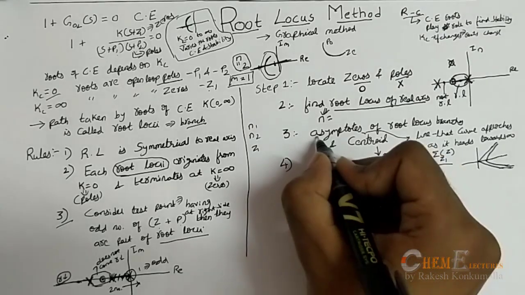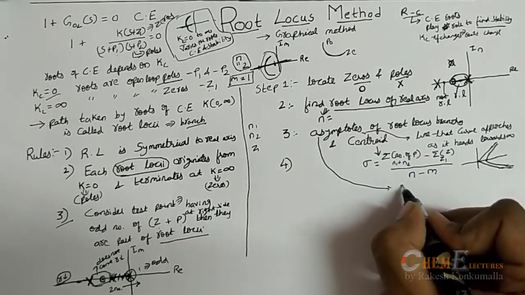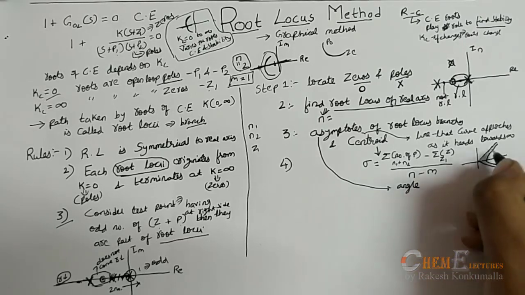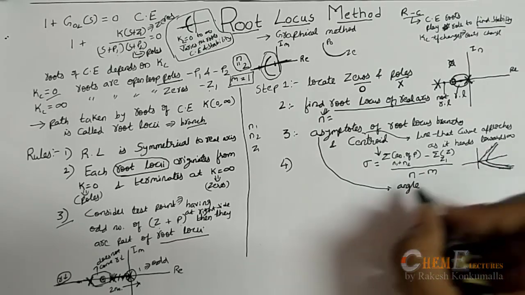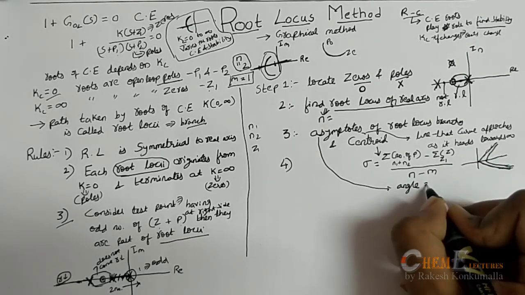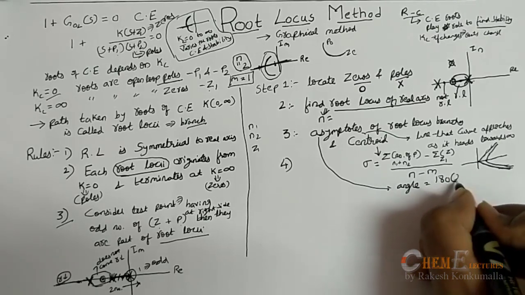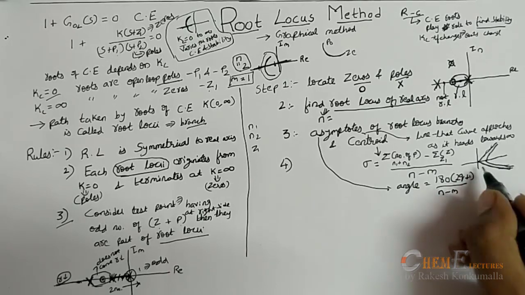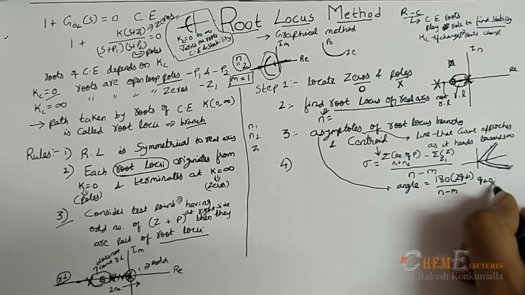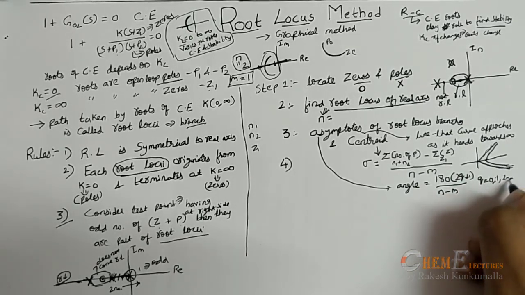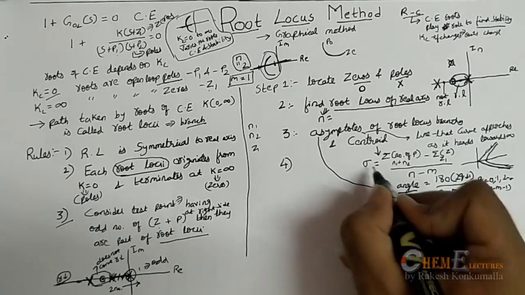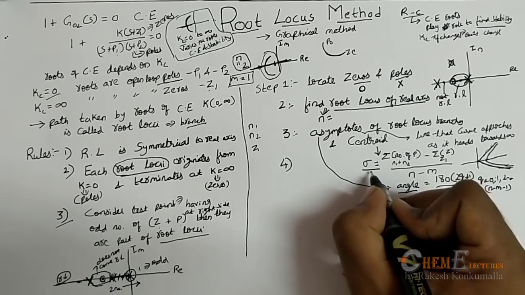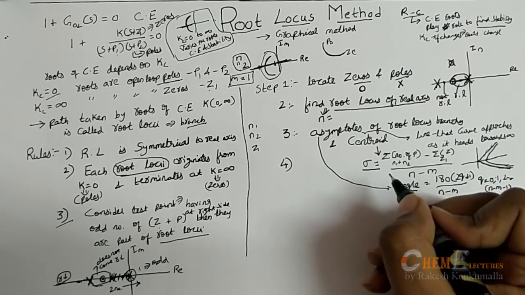And my asymptote angle, I need to find an angle such that to draw the asymptote, that angle will be equal to 180 into 2q plus 1 by n minus m, where q is equal to 0, 1, 2, and so on, up to n minus m minus 1. This will be my asymptotic angle, and this is the centroid from where I need to draw my asymptote.